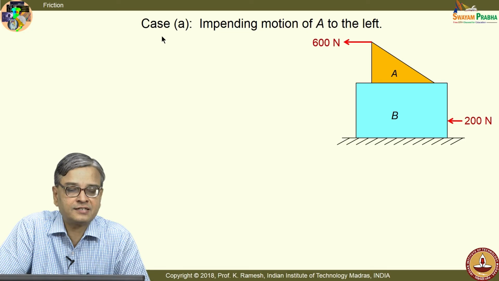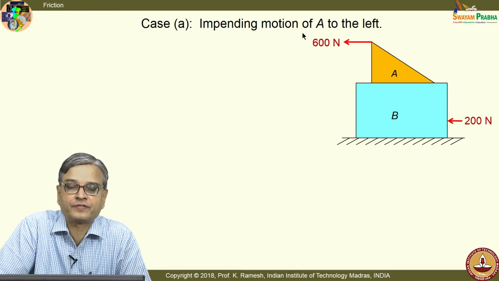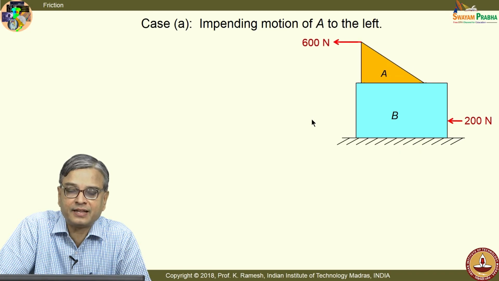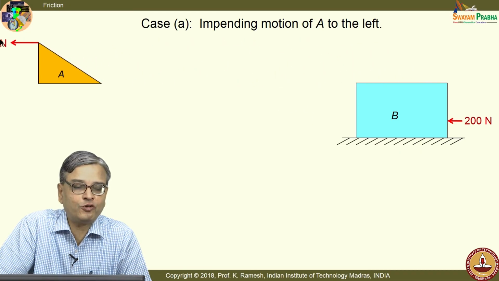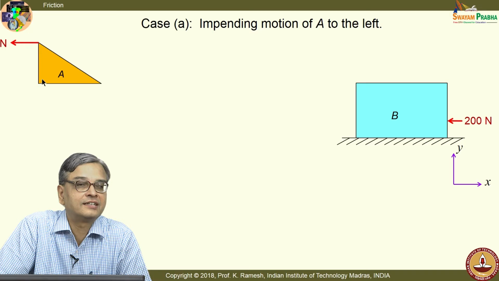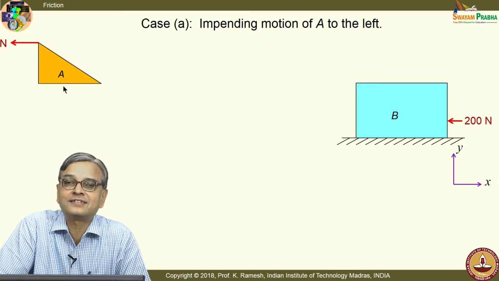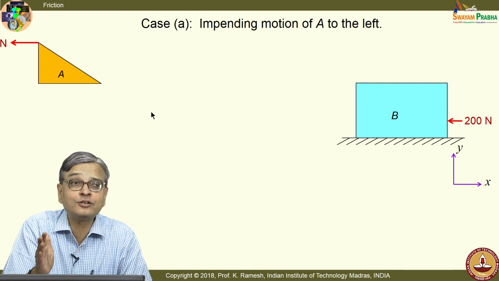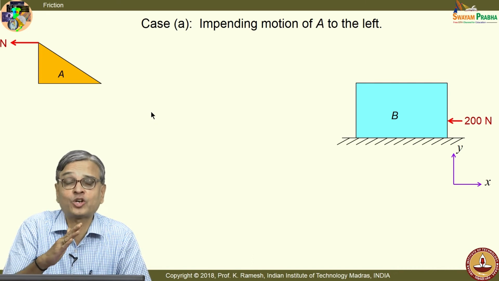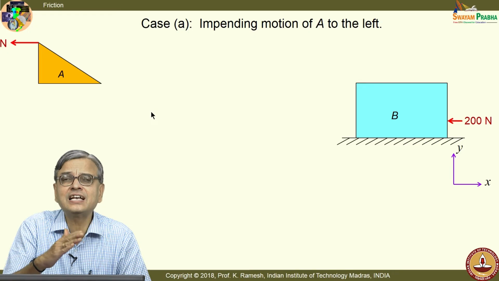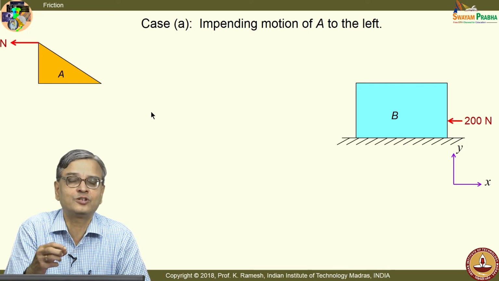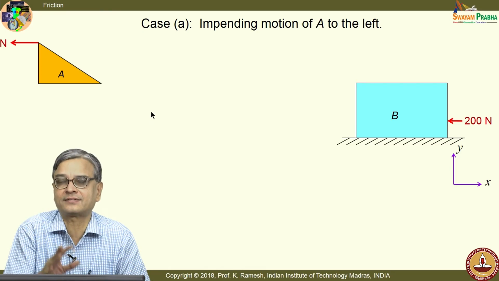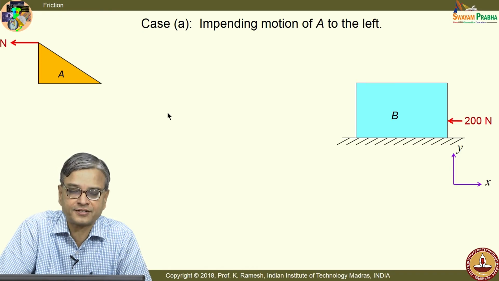Now, I consider the case of impending motion of A to the left. Though I say impending motion, my animation will emphasize that if a force is slightly increased, relative motion like this is possible. So, do not link impending motion to sliding. We are talking of a situation just prior to this. To communicate that, I am putting it like this. Understand it in the context.